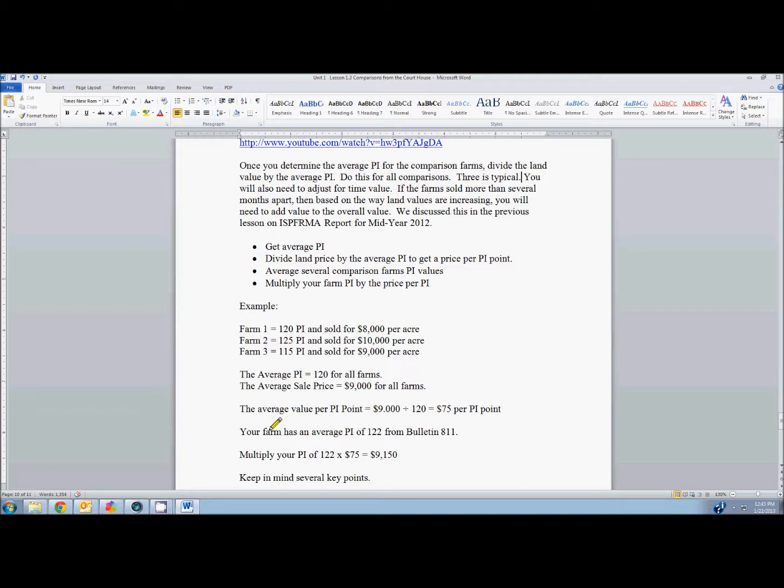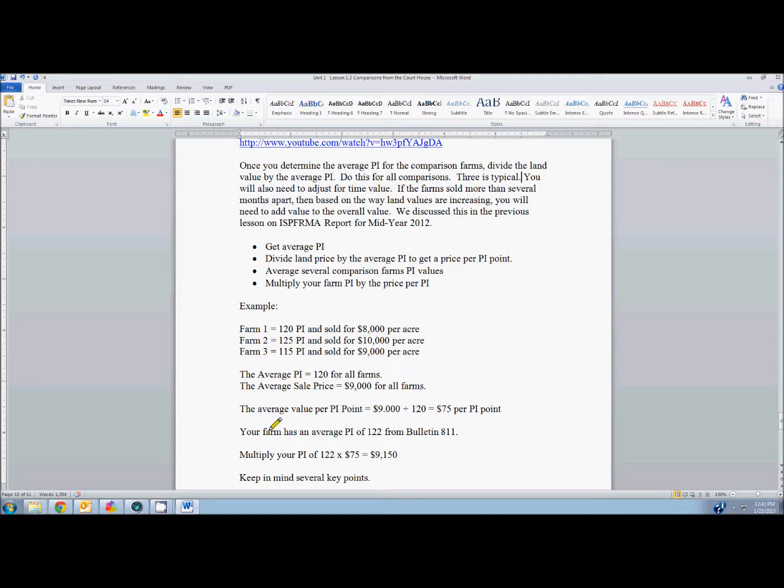Remember, 810 is always lower than 811. 811 is for optimum productivity. 810 is for average productivity. I wish there was only one system, but there are two, and I can't do anything about that.